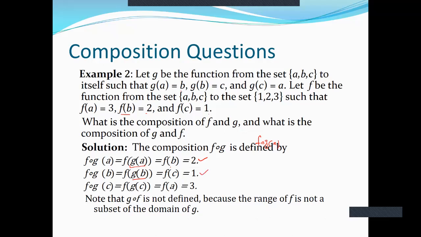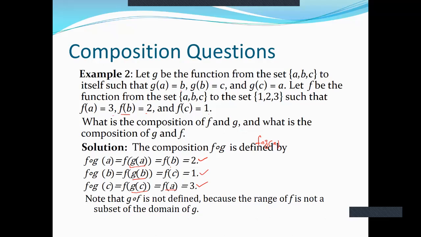All right. Now f of g of c. So g of c is what? G of c is a. So that means we need to compute f of a. F of a is mapped with 3. That's how we have computed f of g.